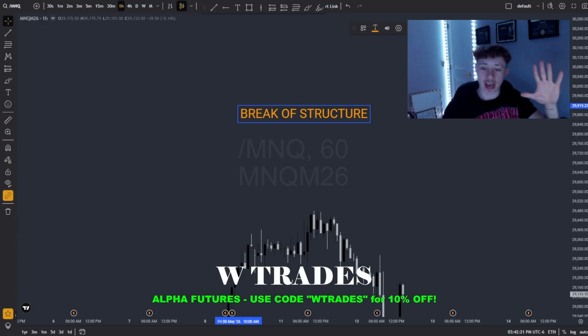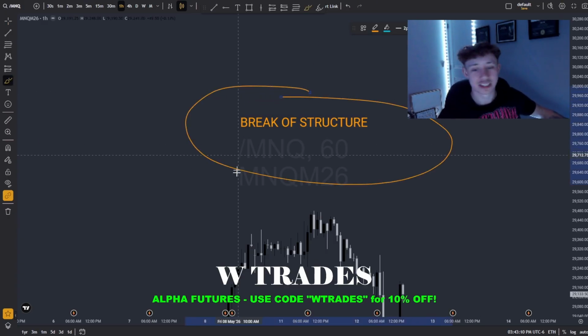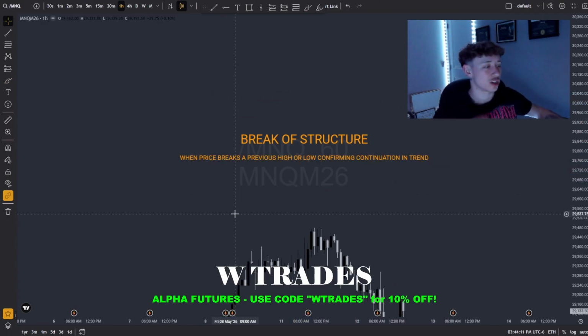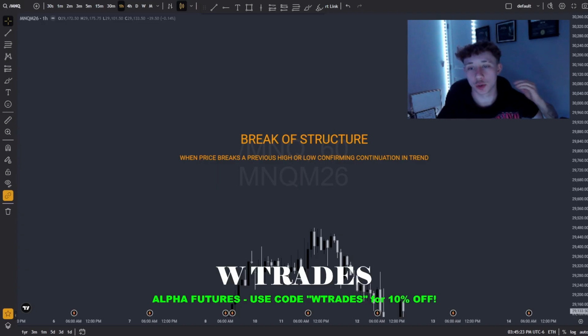Base on episode 5, covering break of structure. This is a super simple concept you can use in your trading to confirm a daily bias or a trend continuation. Now, you guys might ask, what is break of structure? Break of structure is when price breaks a previous high or low, confirming continuation in trend. In simple terms, the market is showing you direction.